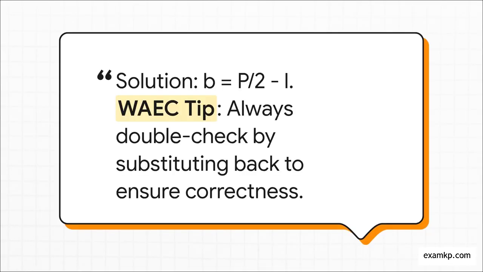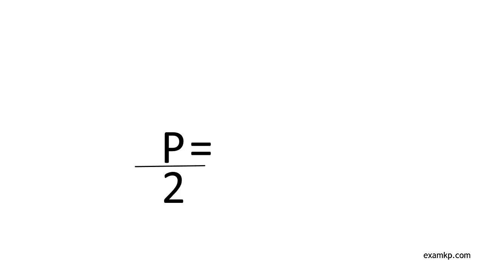And the solution is B equals P over 2 minus L. We got B alone by first dividing the whole thing by 2 to break open those parentheses. And then we just subtracted L from both sides. Now, the super important exam tip here is about speed and accuracy. WAEC designs these questions to be quick wins. So, practice them and always do a quick mental check.